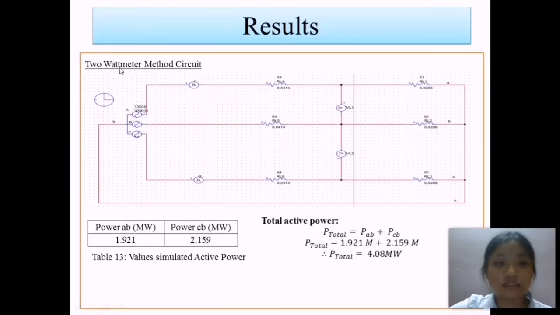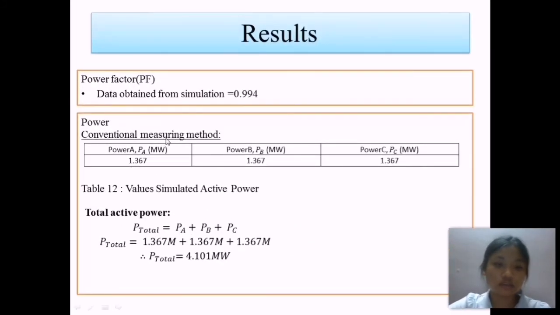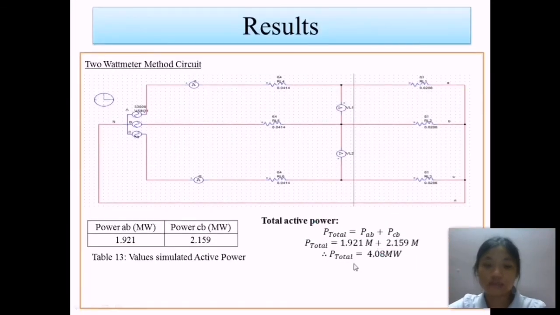The next method is the two-wattmeter method circuit. I used PSIM to draw these circuits because I want to find the simulation result of the two-wattmeter method circuit. The power PAB is 1.921 megawatts, and the power PCB is 2.159 megawatts. The total active power for the two-wattmeter method is just PAB plus PCB, so it gets 4.08 megawatts. It is approximately the same as the conventional measuring method. We can just assume they are the same.